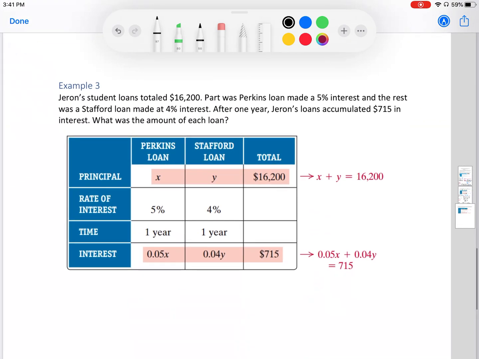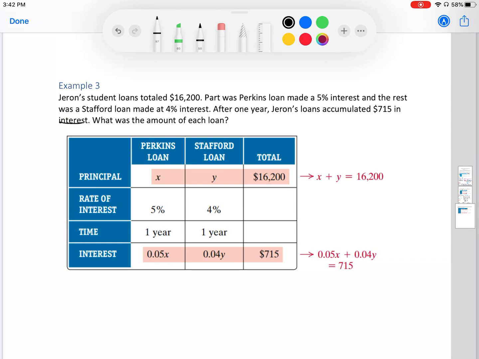All right, last question for this section. Geron's student loan totaled $16,200. Part was a Perkins loan, made at 5% interest, and the rest was a Stafford loan, made at 4% interest. After a year, Geron's loans accumulated $715 in interest. What is the amount of each loan?